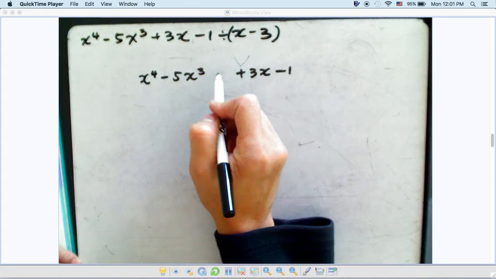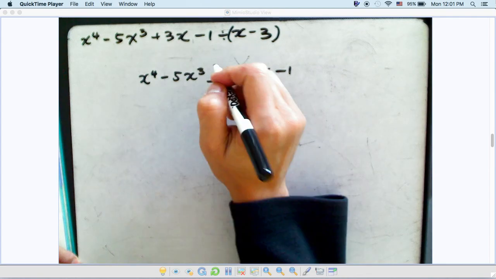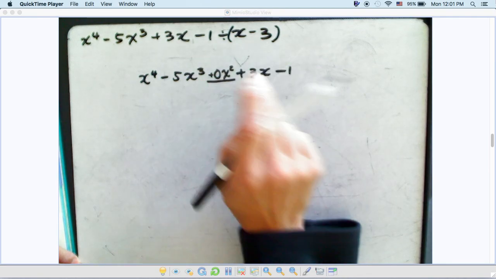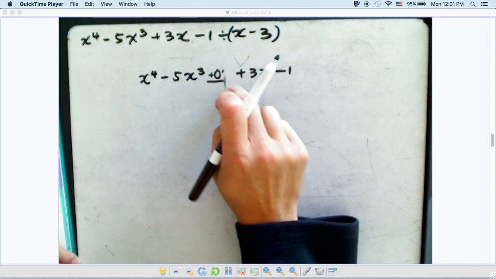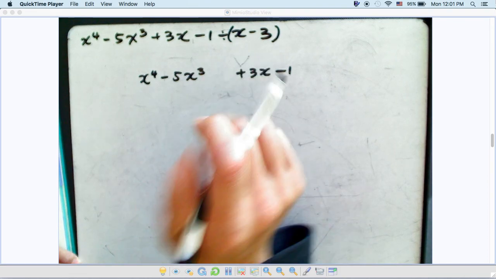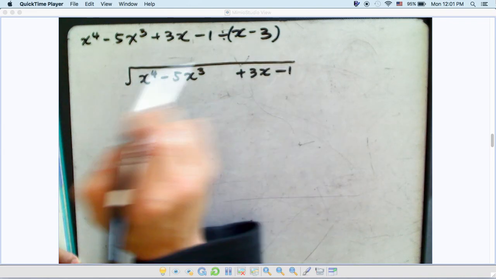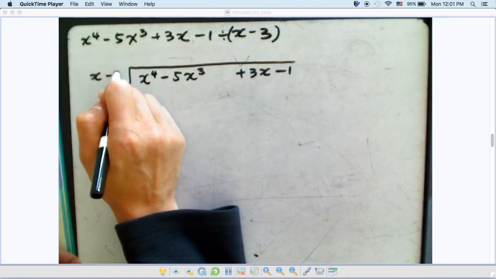I left a space over here because you're supposed to have 0x squared here, but we usually don't write that down. So leave it there. It's kind of like a place value. So we have x minus 3.